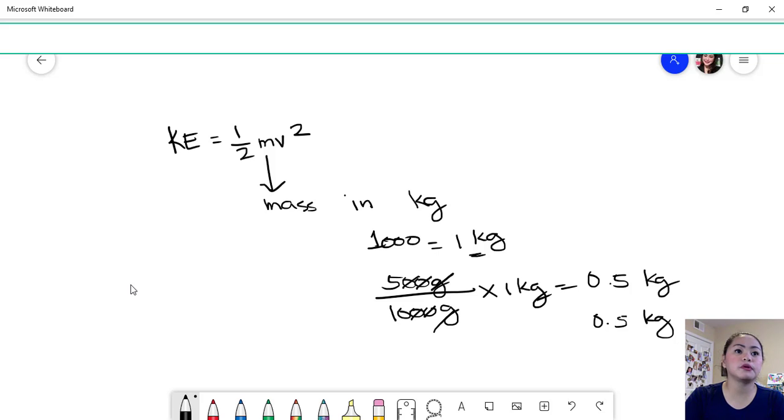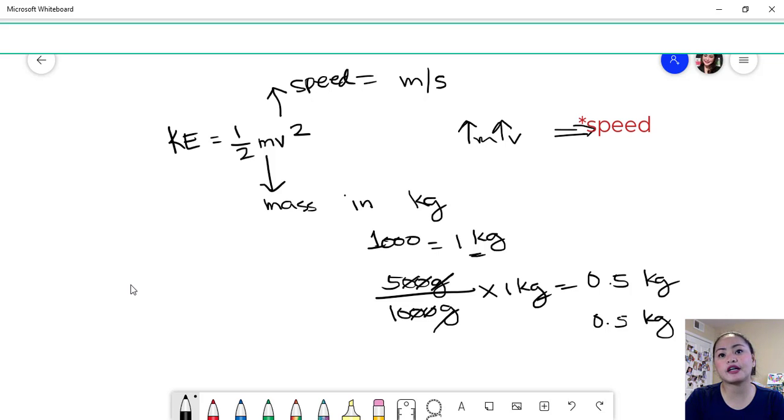Another variable here is v, which stands for speed, and speed is in meters per second. In this lab, we are going to see the effect of changing the mass, either increasing the mass or increasing the velocity. What is the effect of these changes on the kinetic energy of the object? Will the kinetic energy increase or decrease?